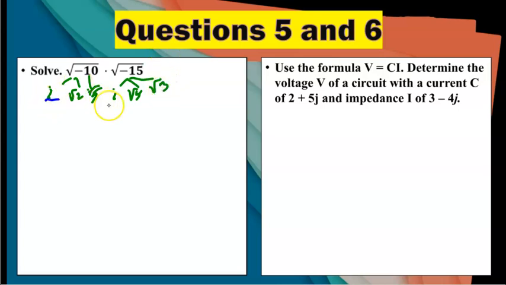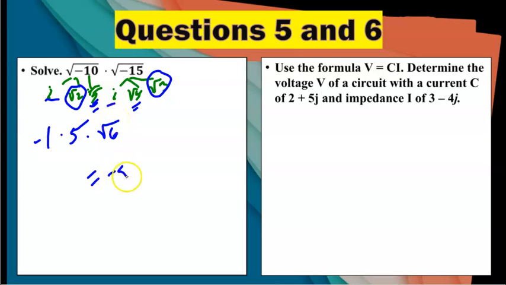Now an i times an i is a negative 1, times the square root of 5 times the square root of 5, which is 5. And all I have left is the square root of 2 times the square root of 3, which makes that a square root of 6. So my final answer would be negative 5 square root of 6.